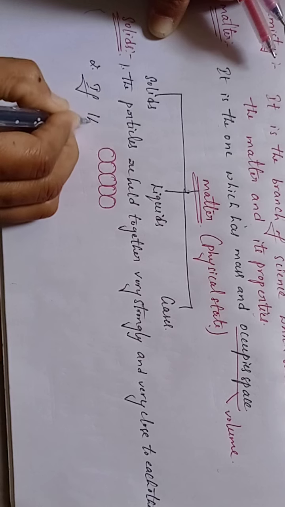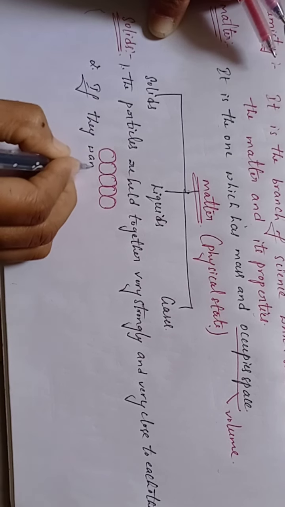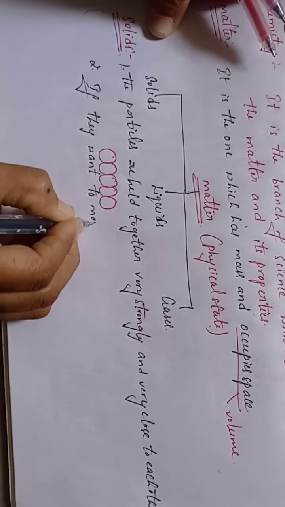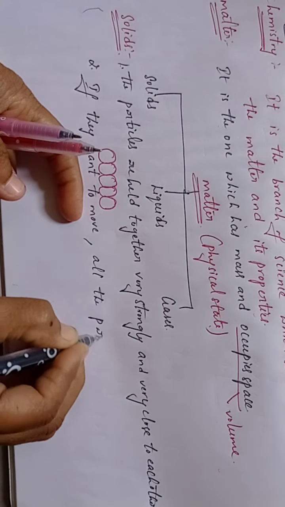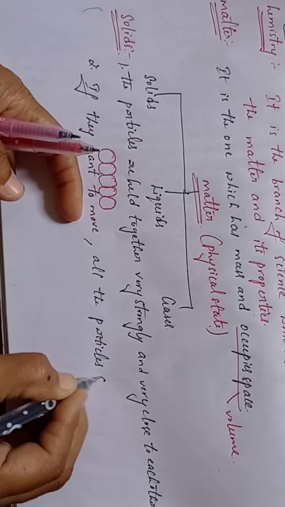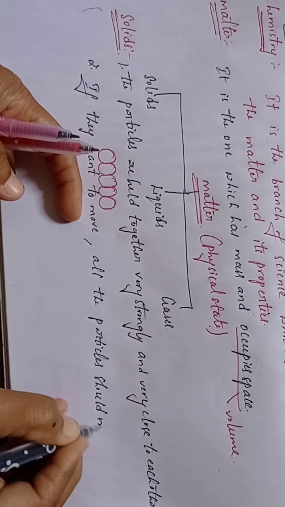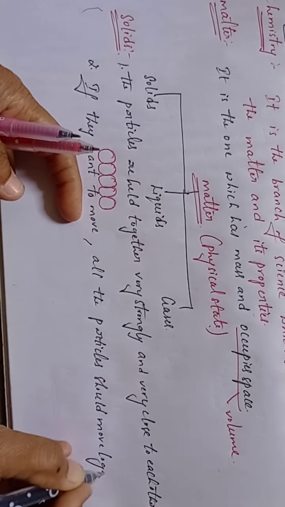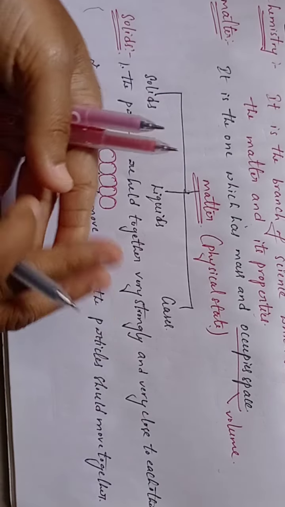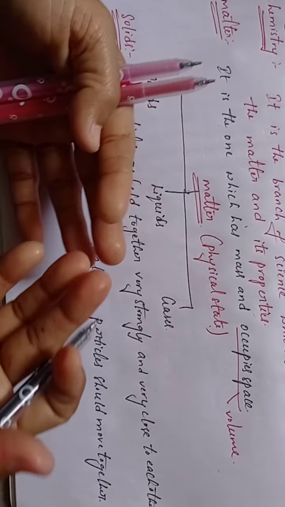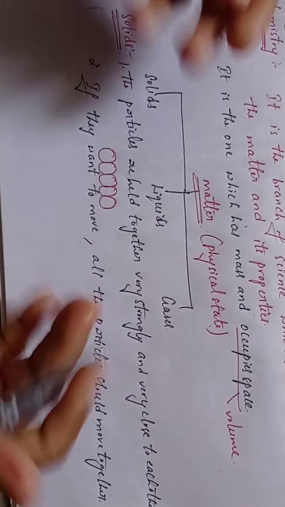If they want to move, all the particles should move together. Clear this one? All the particles should move together. Understood, students? And solids have definite volume and they have the definite shape, correct?